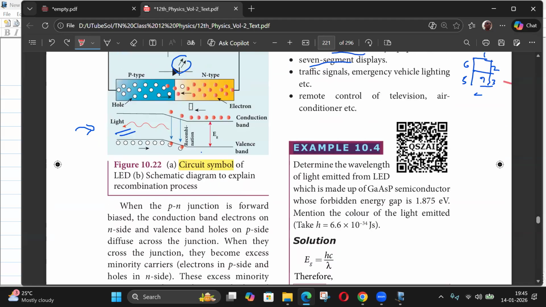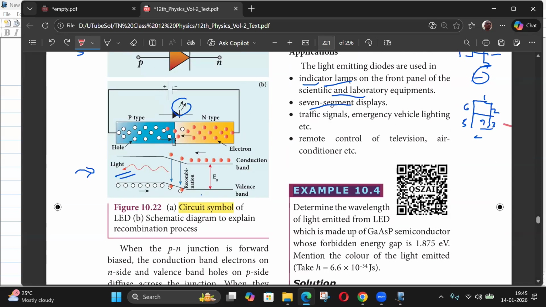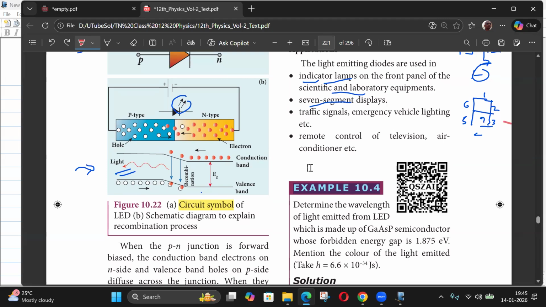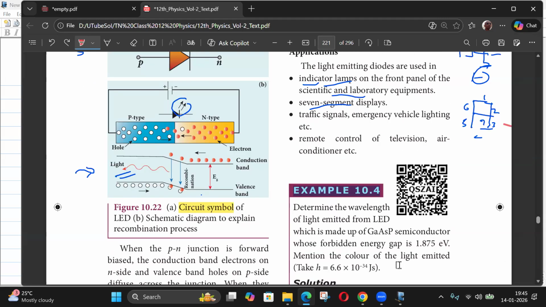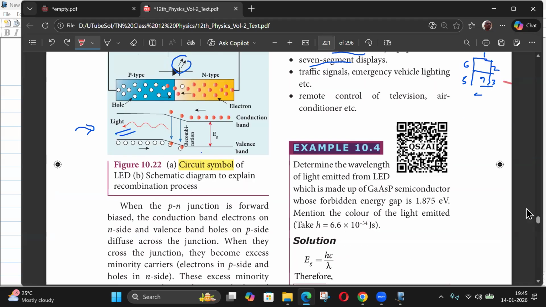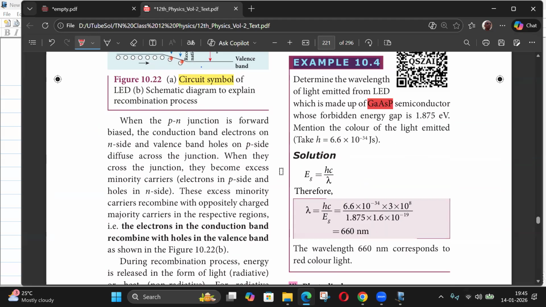So the wavelength of this light should be visible, so the energy difference of the electron should be such that the energy coming out, that's h nu, that nu should be in the visible range. You should choose the semiconductor properly. So for example, this gallium arsenic phosphorus semiconductor, it's a combination. And this energy gap is 1.875 electron volts. So does this correspond to the visible light? That you have to figure out.